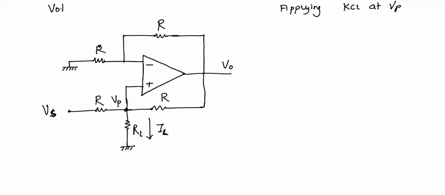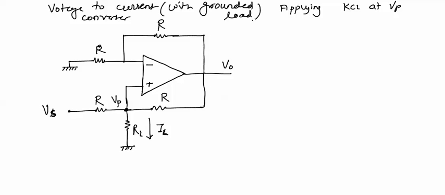This is a voltage to current converter with grounded load. Now applying KCL at Vp, we will mark three currents I1, IL and I2, and in the fourth branch the current in the input terminal of the op amp will be 0, so there will be no current in the fourth branch. There are only three currents.